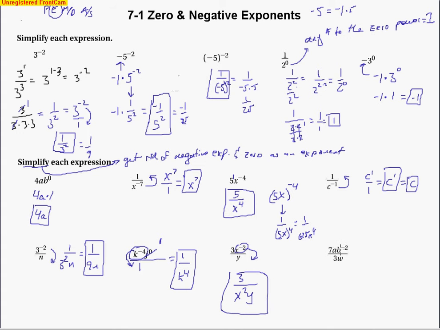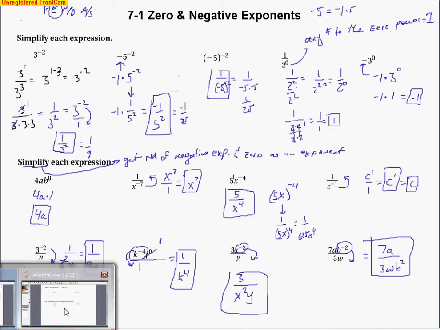The next one here says b to the negative 2nd, so I'm going to move that below. Keep everything else where they're at. The 7 stays where it's at, a stays where it's at, 3w stays where it's at. The b now has a positive exponent, and it's on the bottom of the fraction.